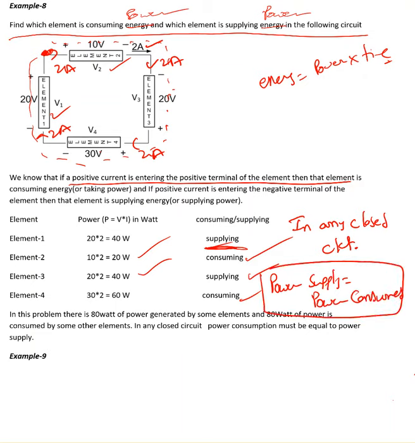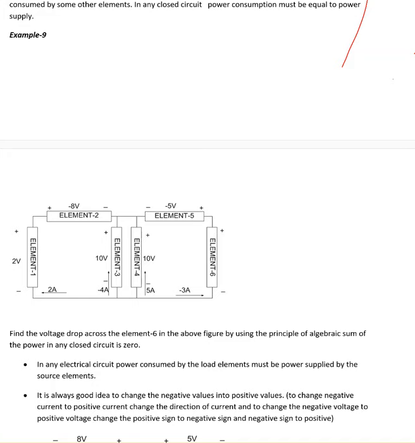Now here is the next example. In this example, he is asking us to find the voltage drop across element 6. So he is asking about what is the Vx.